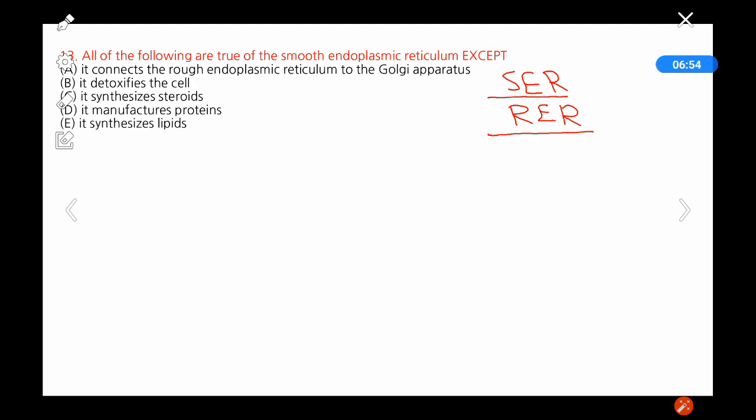We know that rough endoplasmic reticulum is covered by ribosomes. So one of the differences between SER and rough endoplasmic reticulum is the presence of ribosomes on rough endoplasmic reticulum, while we don't have them on smooth endoplasmic reticulum. So let's read all of them, but we have to pay attention. The question says all are true except one of them, okay. So one of the options is not correct.